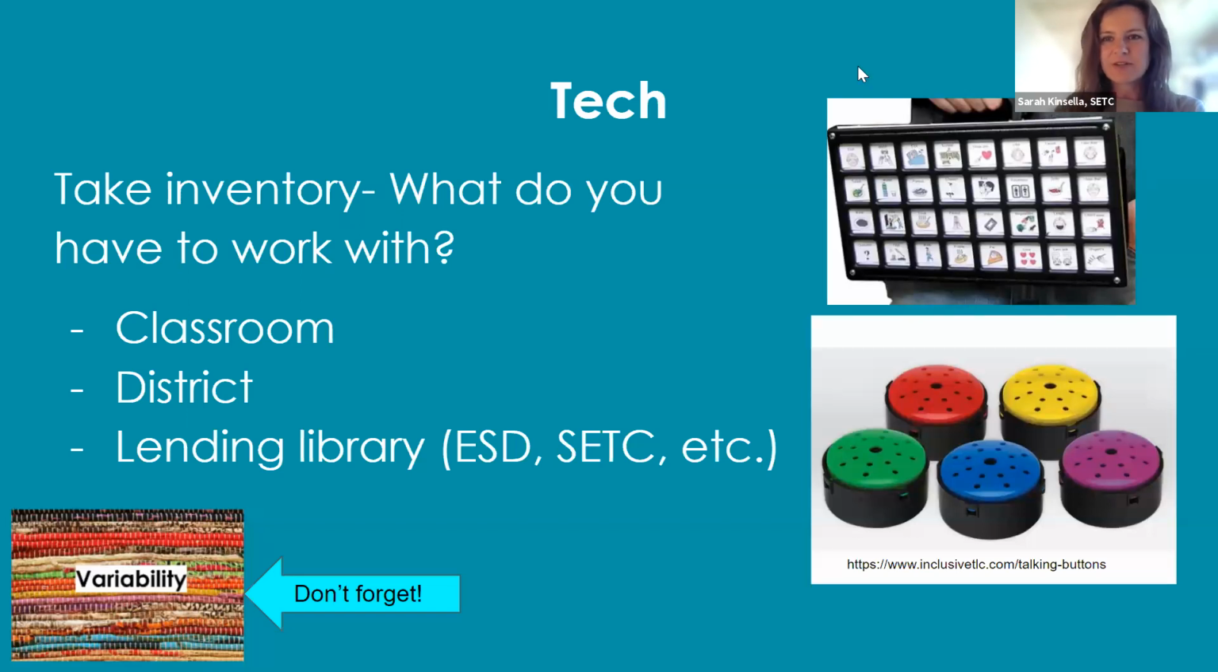So first, we're just going to go through these four areas. This is what we thought about when we thought about them. Let us know what you think, if you have things to add. So looking at the technology, we thought first, you've got to take inventory, right? What are you working with? What do you have? Maybe you have a few things in your classroom. Maybe this year you started off with four kids with four different communication systems. Maybe nobody has a communication system and you're looking at that. What's available in your district? And then outside your district, some ESDs have lending libraries.